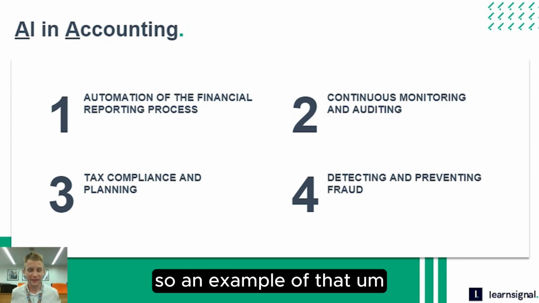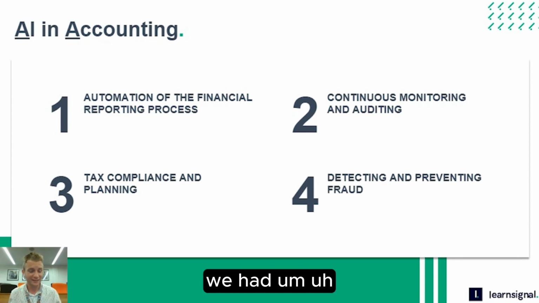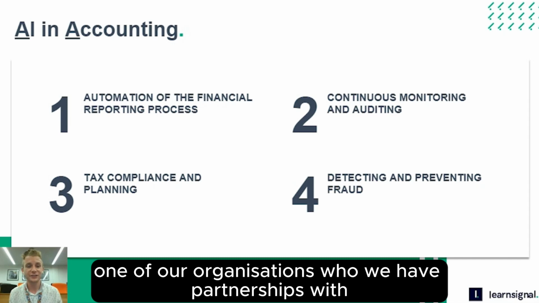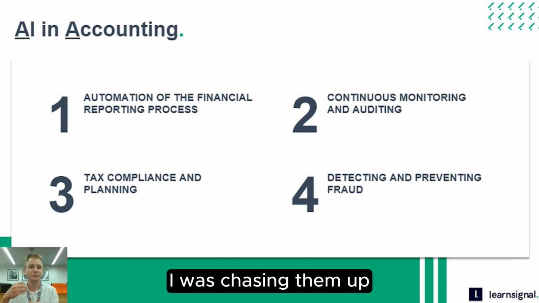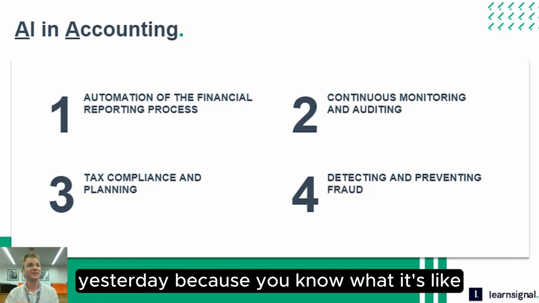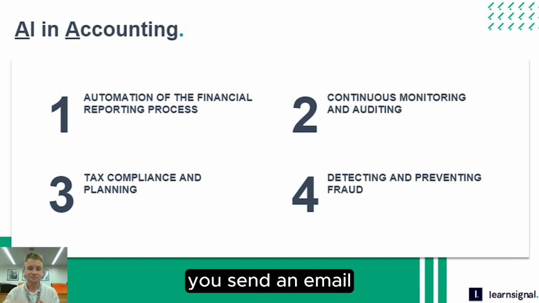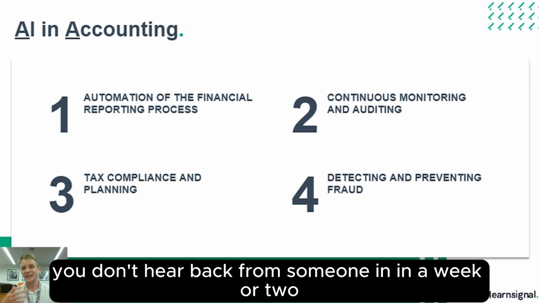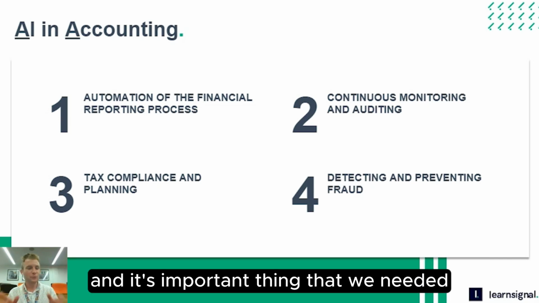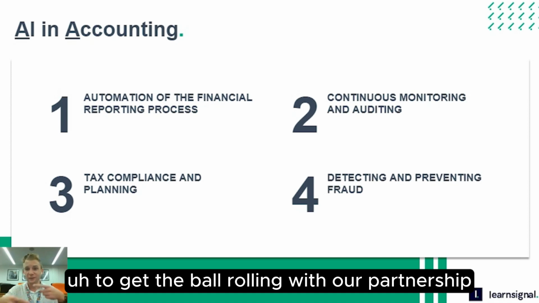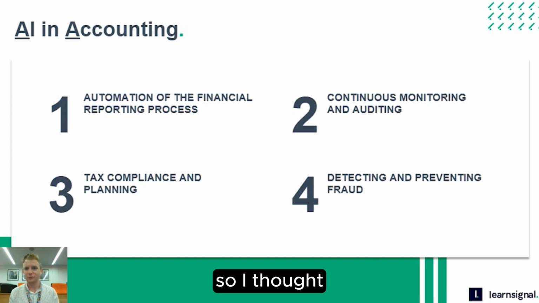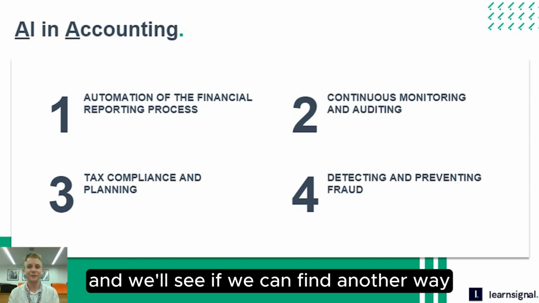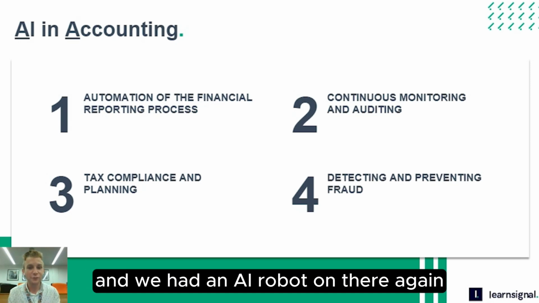So an example of that, literally from yesterday, we had one of our organizations who we have partnerships with. They have an AI robot on their website. I was chasing them up yesterday because you know what it's like. You send an email, you don't hear back from someone in a week or 2. And it was an important thing that we needed to get the ball rolling with our partnership to take it forward into the future. So I thought, you know what, I'm going to go onto their website. I'm going to see if I can find another way. And they had an AI robot on there.